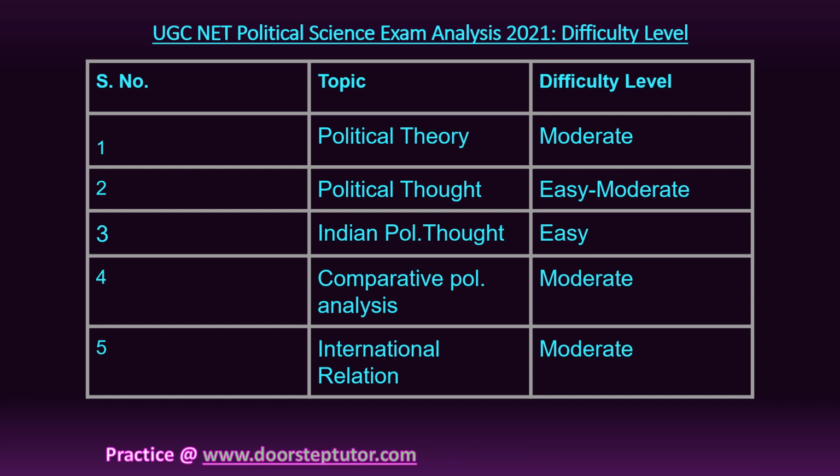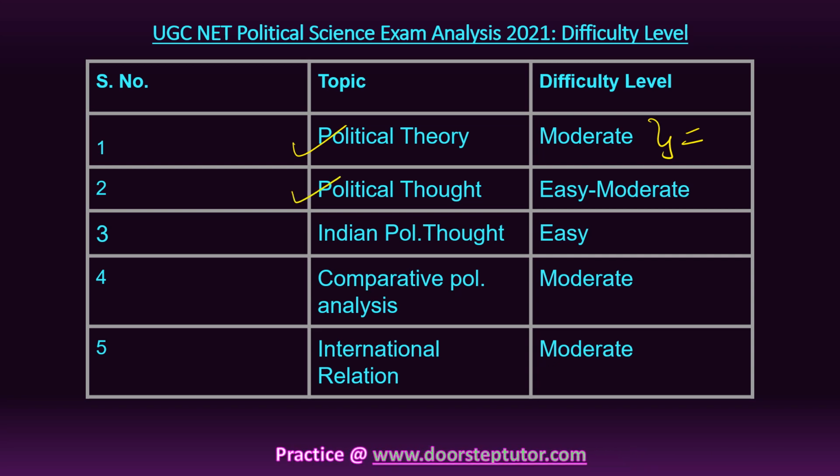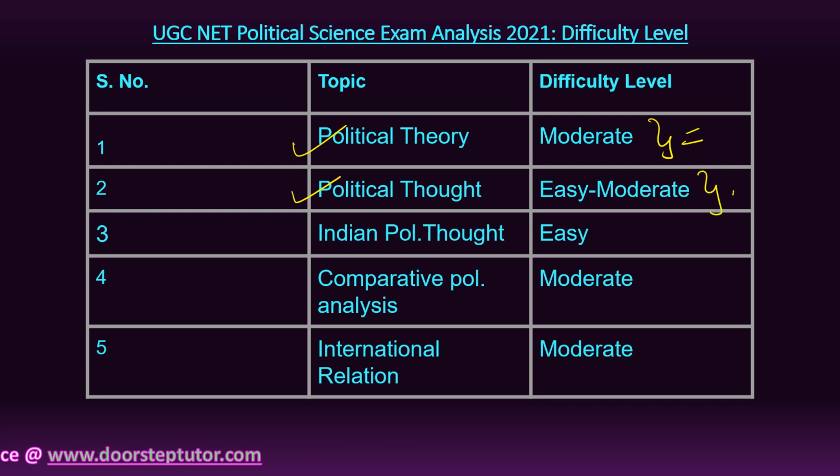Let us talk about the difficulty level. If I talk about the topic of political theory, the difficulty level was quite moderate in nature, not very easy to handle. So political theory concept was quite moderate in nature. Political thought, yes. There were questions from political thought also, direct questions could be seen in the paper. They were very easy to moderate in nature. Indian political thought this time was quite easy. So it was very easy to tackle such kind of questions.